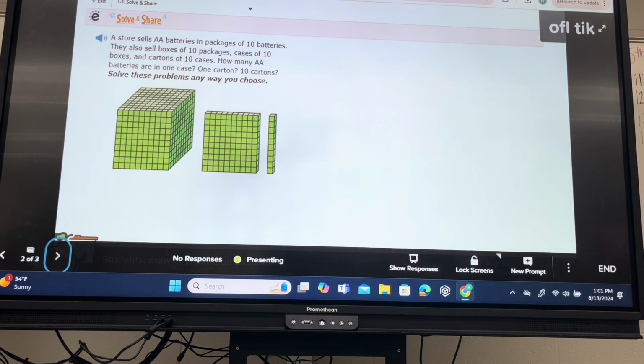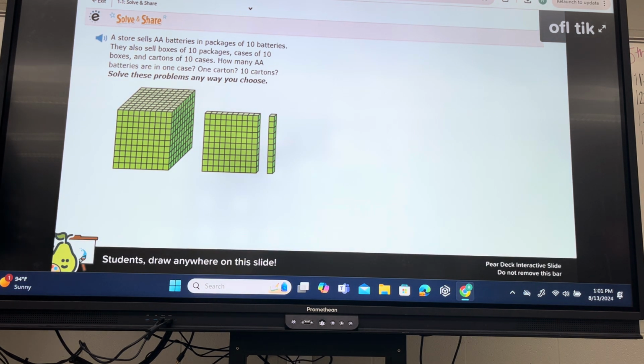A store sells AA batteries in packages of 10 batteries. They also sell boxes with 10 packages. They sell cases of 10 boxes and cartons of 10 cases. How many AA batteries are in one case, one carton, and 10 cartons?